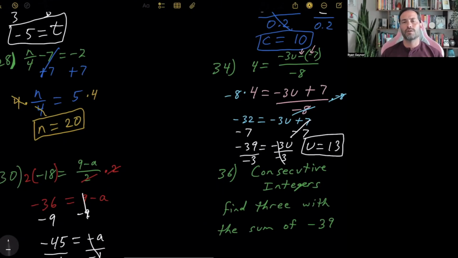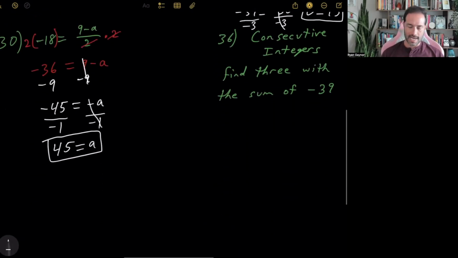Okay, so we check our work. Negative 3 times 13, that's negative 39. Minus minus, which means plus. So negative 39 plus 7 is negative 32. Negative 32 divided by negative 8 is your positive 4. So it checks out. Okay, everybody, we're on the last problem.